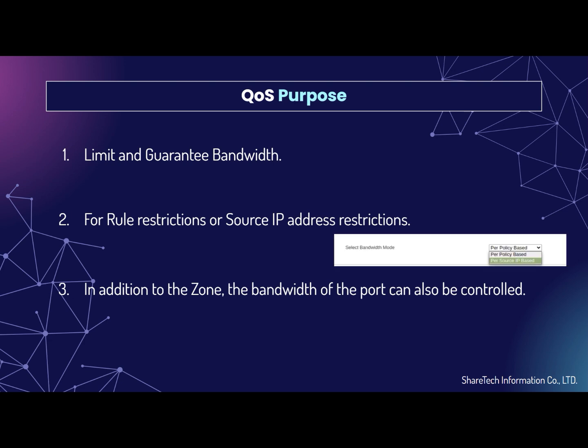The second one is it can be restricted based on rows or source IP addresses. The third one is, in addition to zones, it can also control the bandwidth of ports. You can adjust them with this item.